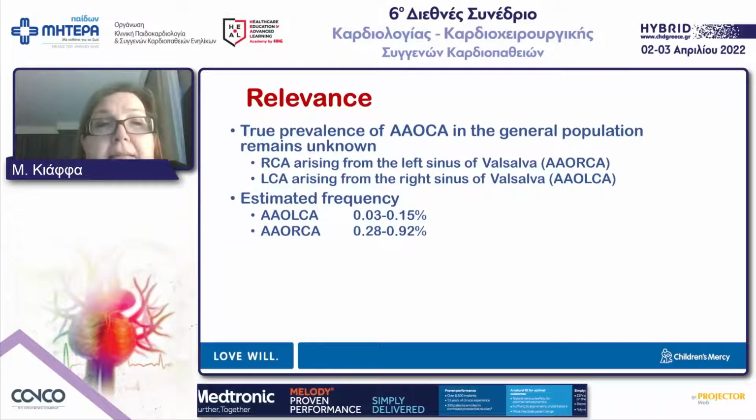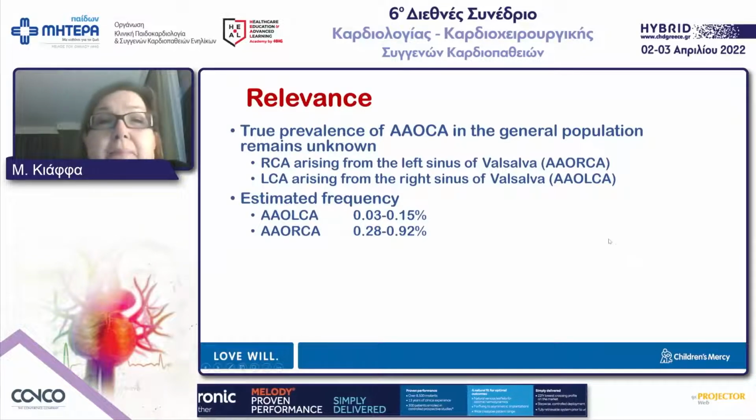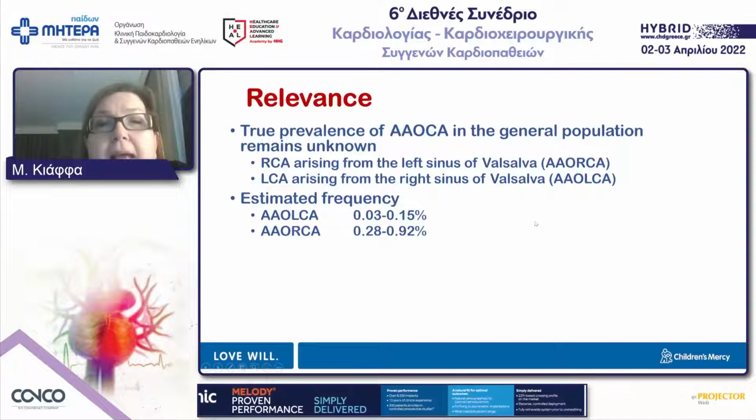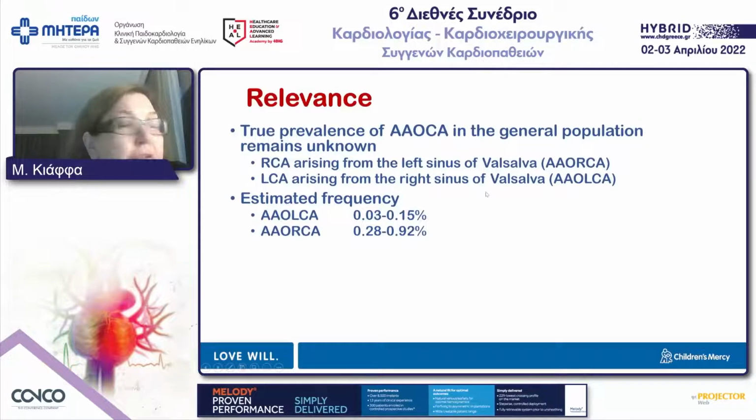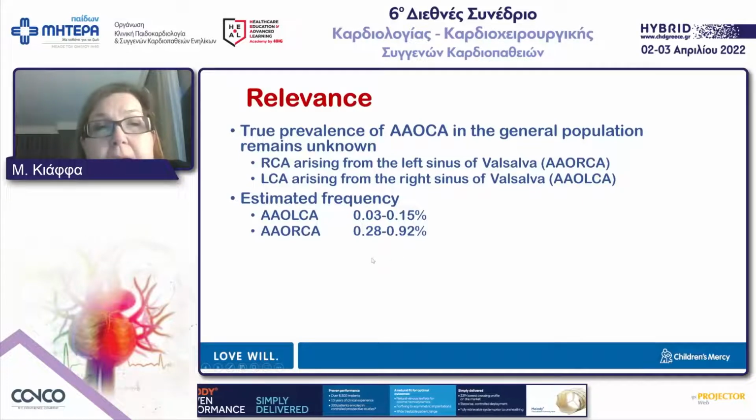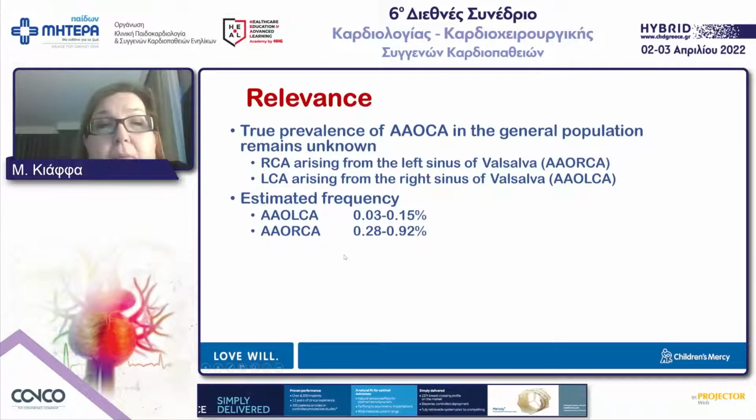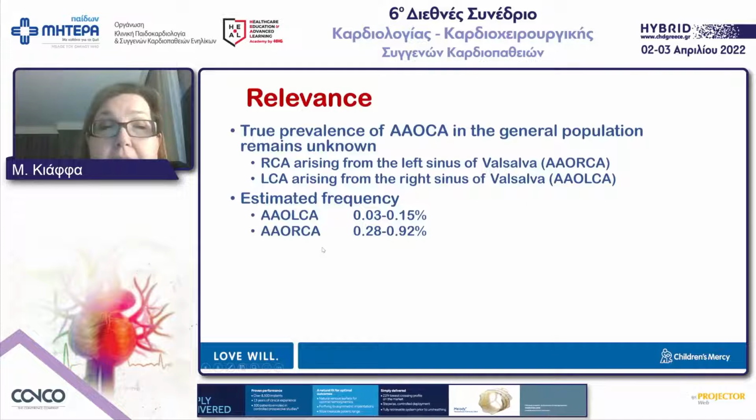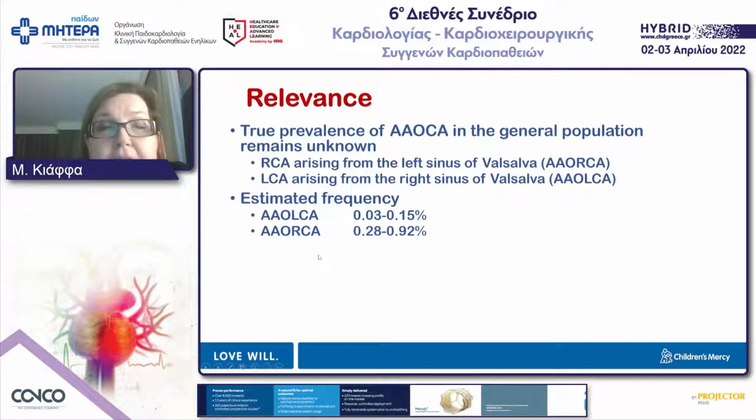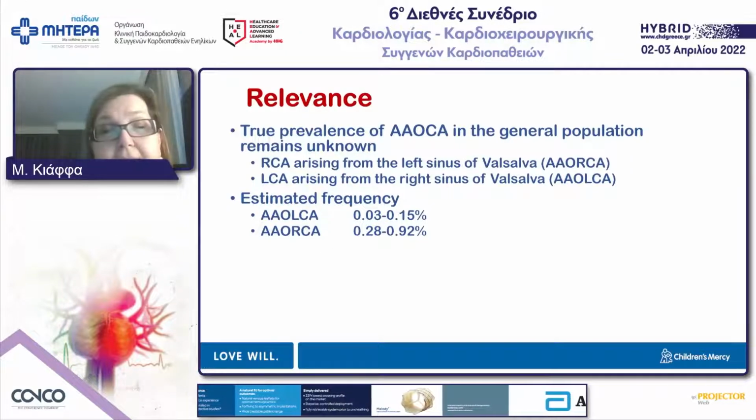Now, why all the fuss? Is this a very common disease? No, the true prevalence is not known, and that's one of the major issues that we have. We do not know the denominator. So the anomalous aortic origin of the left coronary artery is less rare than one of the right. The right coronary artery, in the literature on some papers, is 6 times more frequent than the left. But the left is the one that has more clinical significance, maybe.